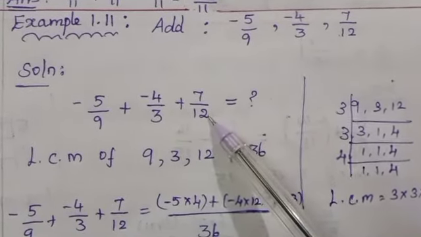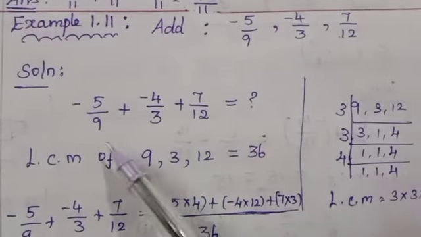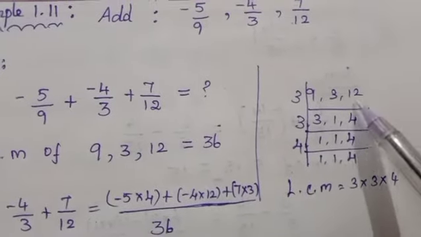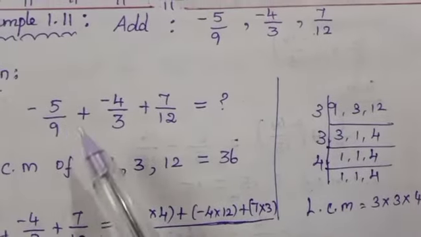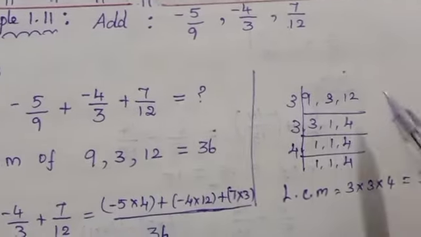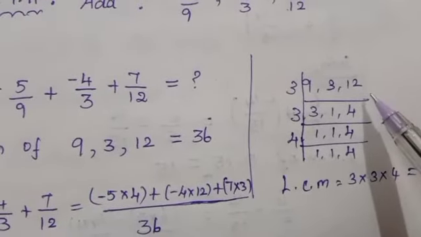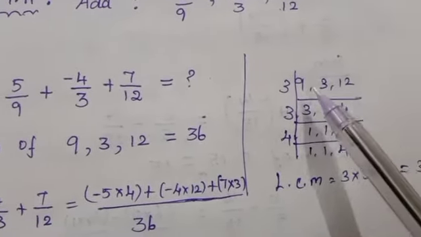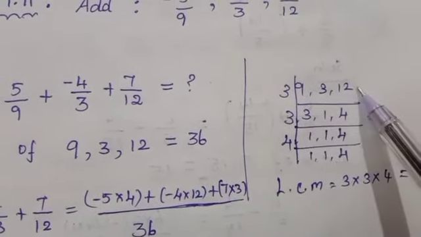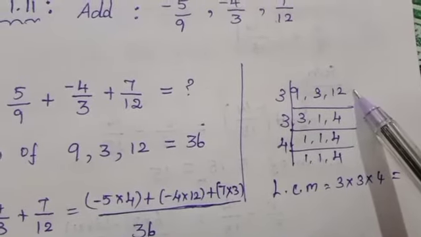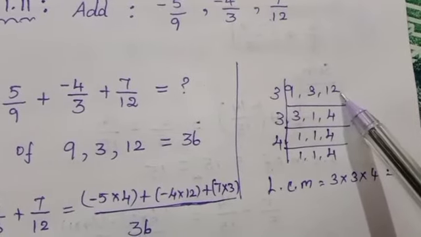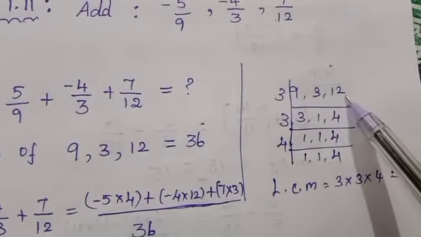We have to find the LCM of the denominators. How do we find the LCM? First, write the denominators: 9, 3, 12. LCM means the least common multiple. For the least common multiple, first check whether these three numbers are divisible by a common number. Suppose these three numbers are not divisible by the same number, we have to find a number that divides at least 2.